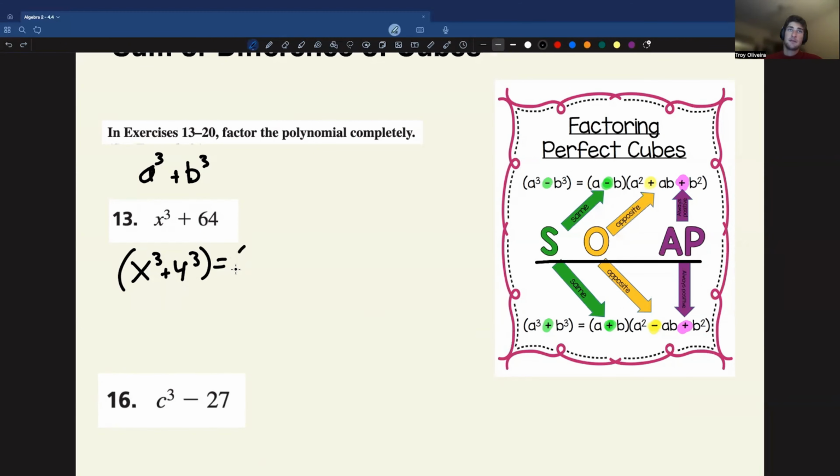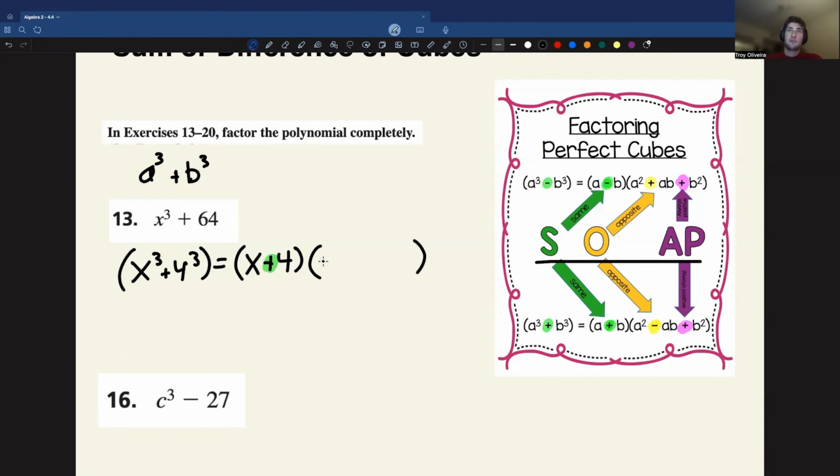So it's a plus b. Well, a is just x, and b is just 4, so plus 4. This plus is coming from the always, or not always positive, but rather same. That's SOAP: same. And then there's another factor here, which is a squared minus ab.